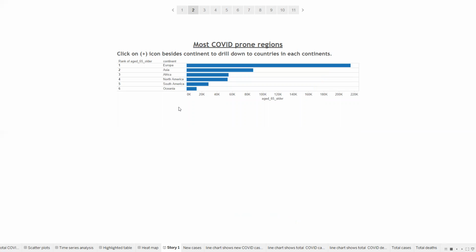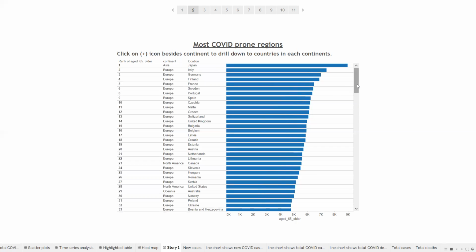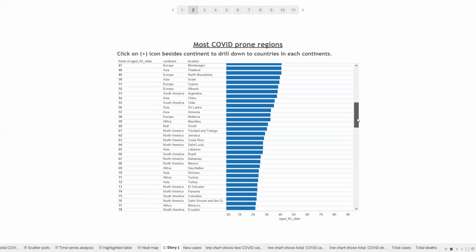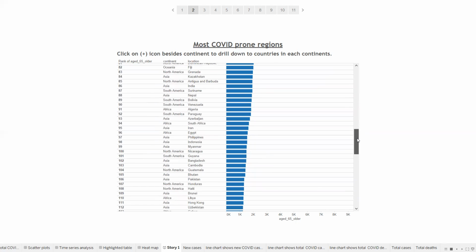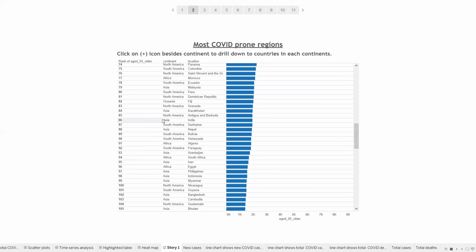So here, if I analyze, I can clearly see that Europe is the most COVID-prone continent based on the highest number of people who are above 65 years of age. That's why it has rank first, followed by Asia and then Africa. Similarly, if I want to check India, I can see that India is at 86th position out of 180. That means India is the 86th most COVID-prone country, right?